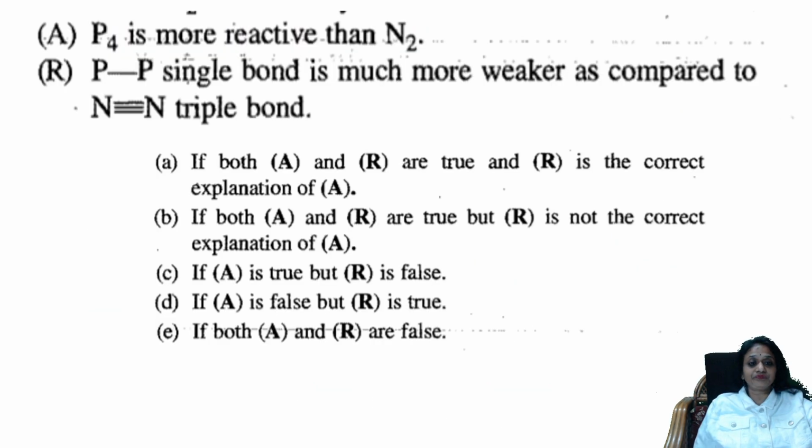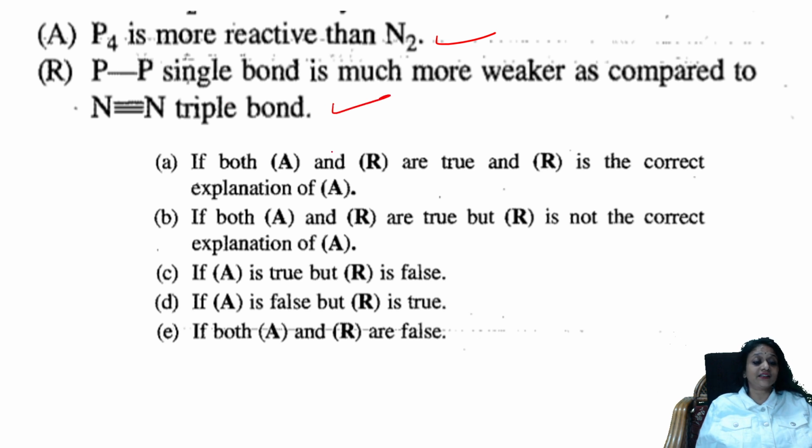Let's go to the next question. P4 is more reactive than nitrogen. Phosphorus single bond is much weaker than N triple bond N. First of all, P4 is more reactive than nitrogen. Yes, it is perfectly right. And the phosphorus single bond is much weaker compared to the triple bond. This also is right.